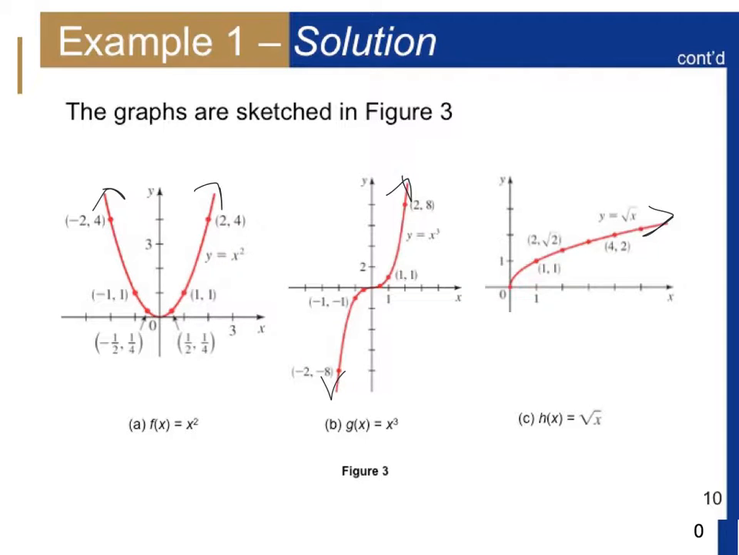Okay, but just plotting those points, we kind of get an idea of what this is: x squared, x cubed. We can see the x squared has symmetry across the y-axis. The x cubed has symmetry across the origin, and then this doesn't have symmetry, the square root of x.